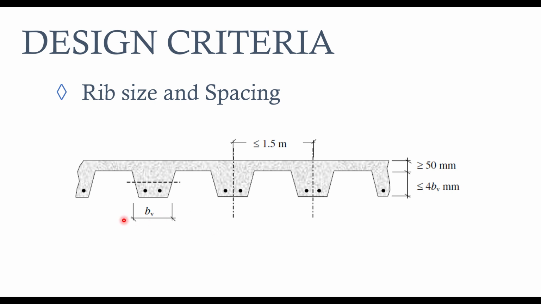So let's say your rib is 150. So that means the maximum depth that you can have based on the code is 4 times that rib. So 150 times 4 is 600. So you cannot have a rib depth minus the topping slab to be greater than 600 in the case of a rib width of 150 millimeters. I hope this is understood.